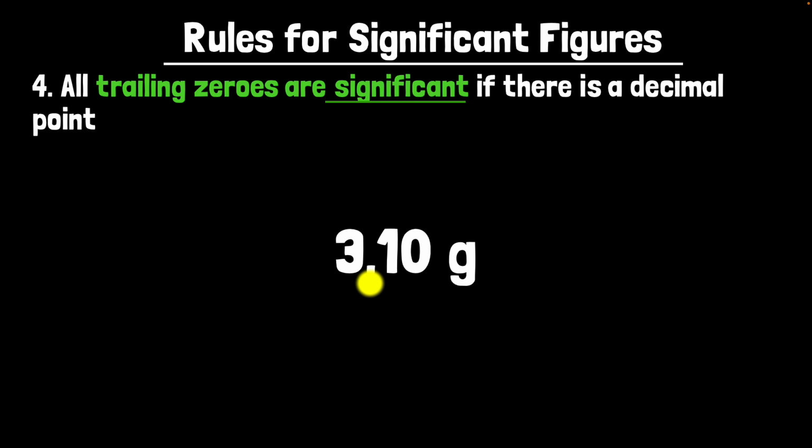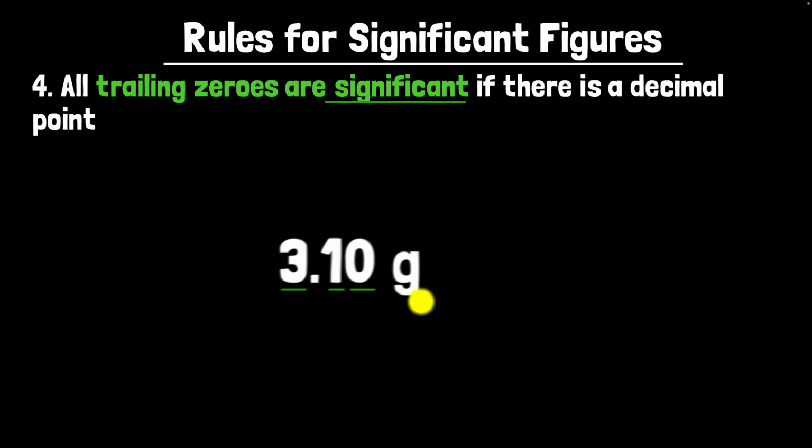Okay, let's look at some examples over here. So consider this measurement. How many sig figs do we have? Well, we know these two are significant. And then we have a trailing zero, a zero at the end of the measurement. Now, if there is a decimal point, then all trailing zeros are significant. We see a decimal point, so this is significant. So there are 3 sig figs over here. But why? Why is this zero significant?